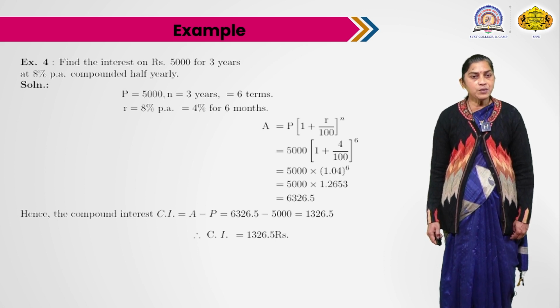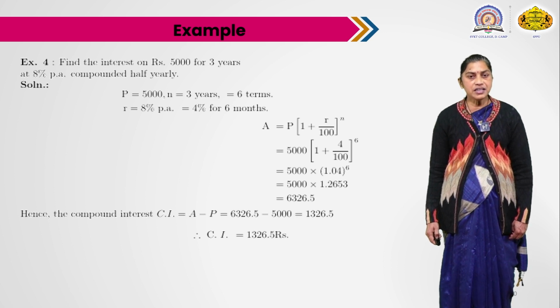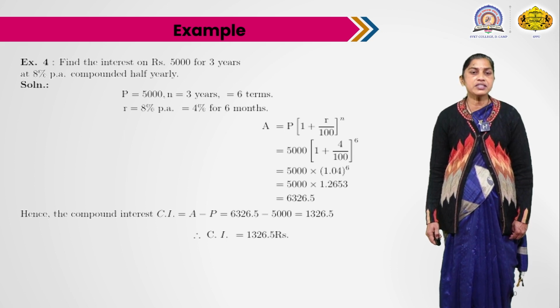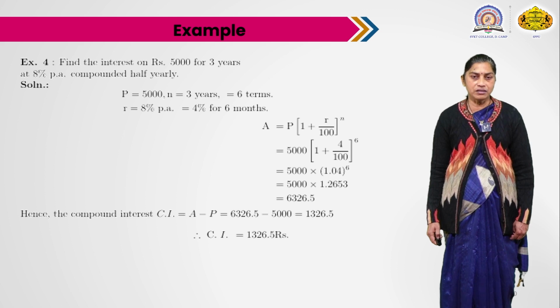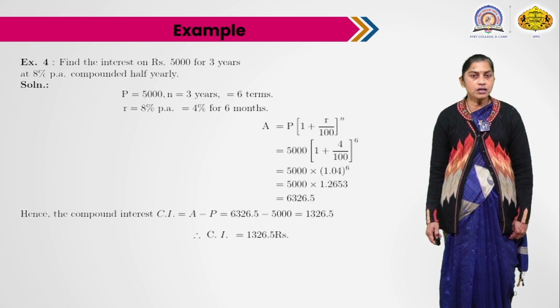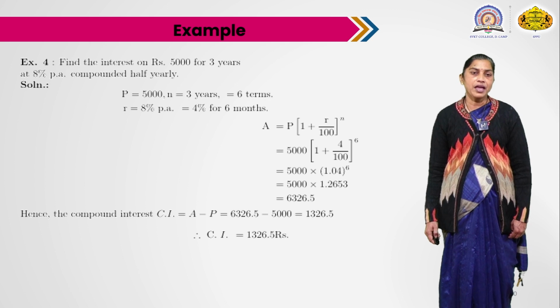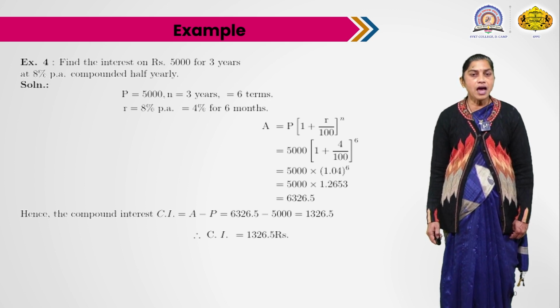R is given to be 8% per annum. As the interest is compounded half yearly, we have to divide R by 2. So it is 8 by 2, that is 4% for 6 months, because 8% is per annum, so for 6 months it becomes half of that. Whenever it is compounded half yearly, the number of terms is nothing but number of years into 2, and the rate is nothing but rate percent per annum divided by 2. Hence, here n becomes 6 and r becomes 4.